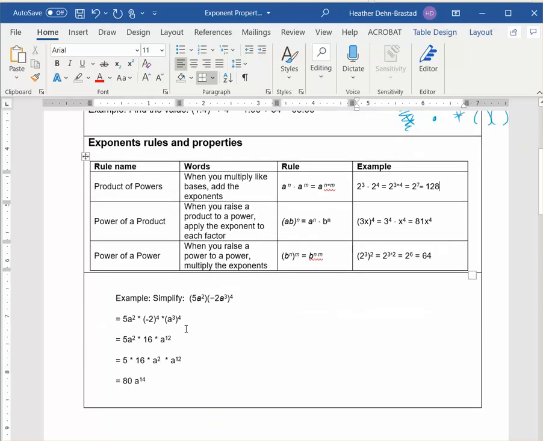Here's a little bit of an example problem that combines some of these rules together. So we have 5a squared times -2a to the 3rd, all to the 4th power.